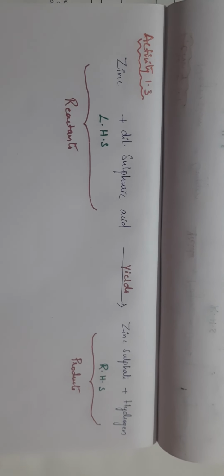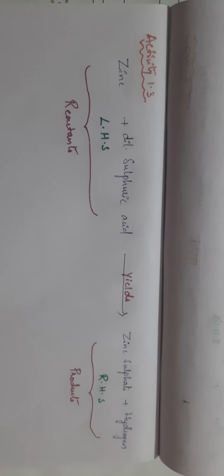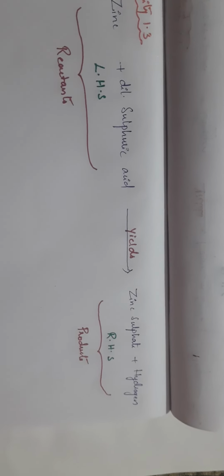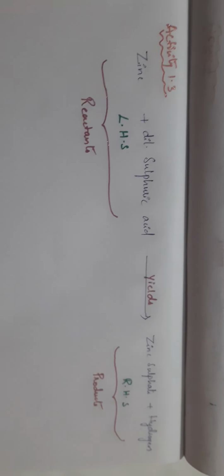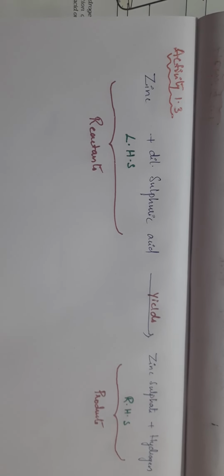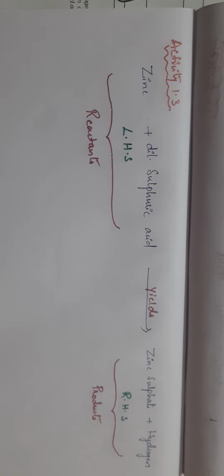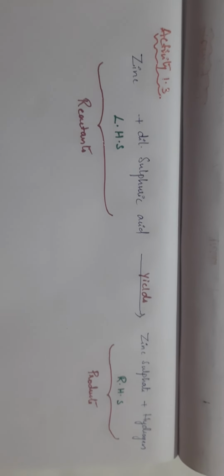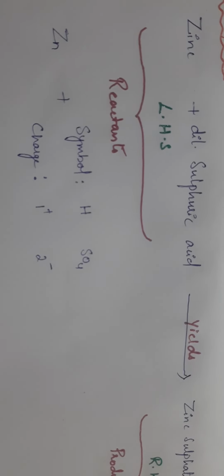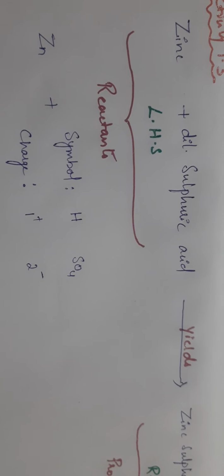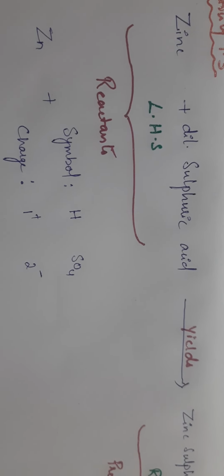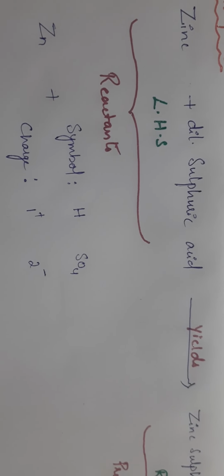Now the next activity is zinc reacts with dilute sulfuric acid and yields zinc sulfate and hydrogen. Zinc, we know, is represented as Zn, and sulfuric acid is H2SO4. Let us see how you can derive it. So sulfuric acid is H2SO4.